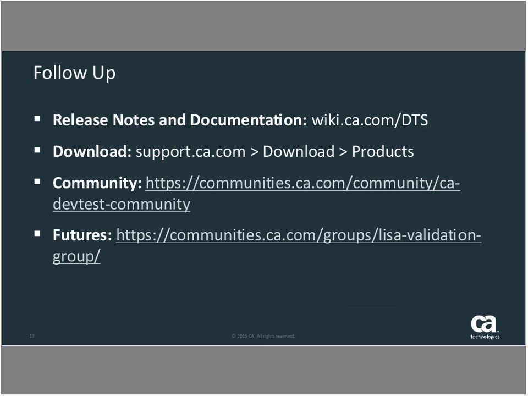In addition, how do I get 8.3? You go to the support site and you download it the same way you got it every other version. If you want those Docker containers, you have to download the Linux version and you have to have your own copy of Linux. Community, you all know that link because you got access to this call because of it. And last but not least, if you want to be involved in our futures, go into the Lisa Validation Group and request access.